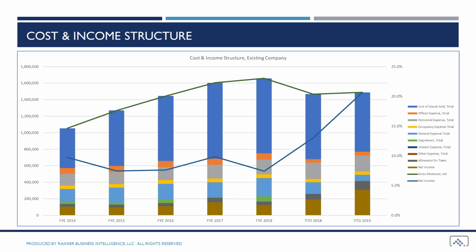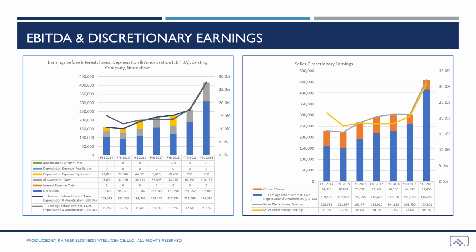The cost and income graph summarizes performance for the normalized operations of the existing company in each fiscal period. Fiscal periods may include the fiscal year, year-to-date for the current or prior year, or for the month. A useful tool for evaluating performance is common sizing, where an item is stated as a percentage of sales. The development of EBITDA and discretionary earnings are shown.